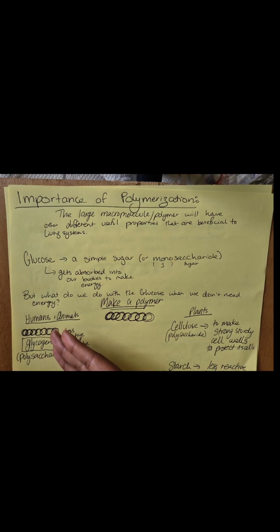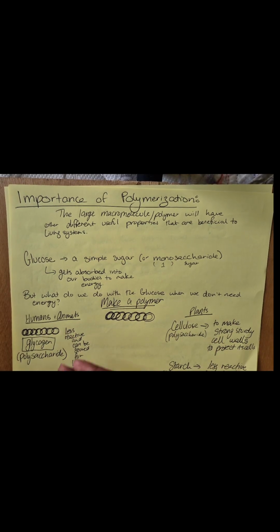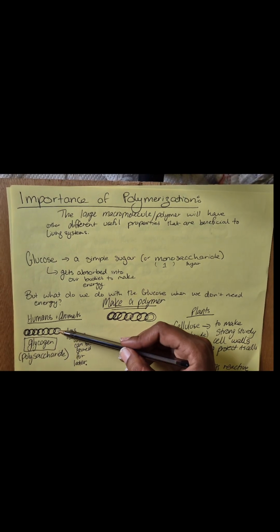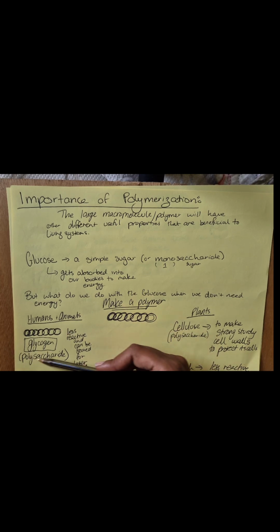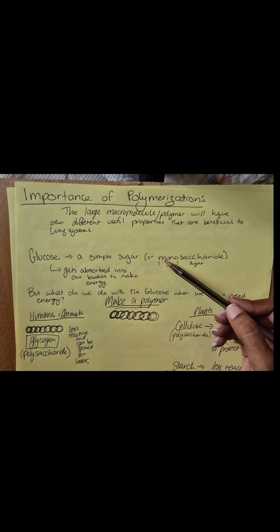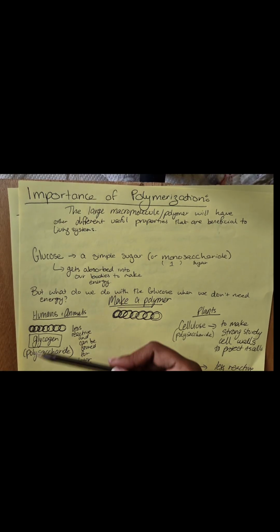So in humans and animals, we eat all this sugar, all this food, whatever, and now we have glucose being absorbed into our bodies, but we don't need the energy right away. We link up all the glucose to make a polymer, a polysaccharide to be exact, because we linked up a bunch of monosaccharides. Now we have many sugars together. We have a polysaccharide, and we call this polysaccharide glycogen.